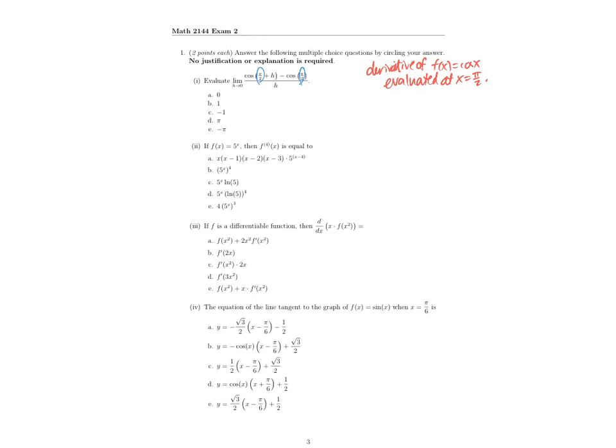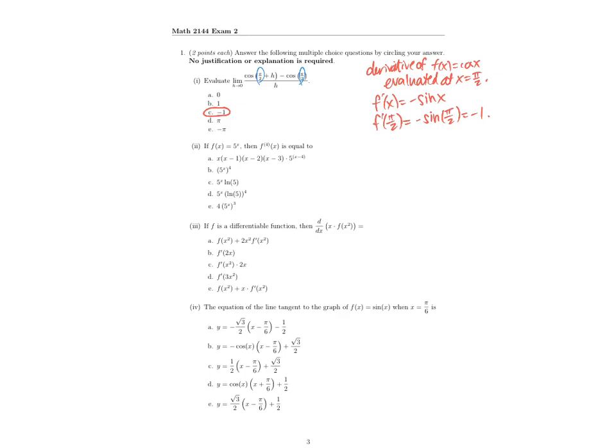Probably you can do it a lot faster if you just know that f prime of x is negative sine of x. And you want to look at f prime of pi over 2. So if you plug that in, negative sine of pi over 2 is negative 1. The answer is C.